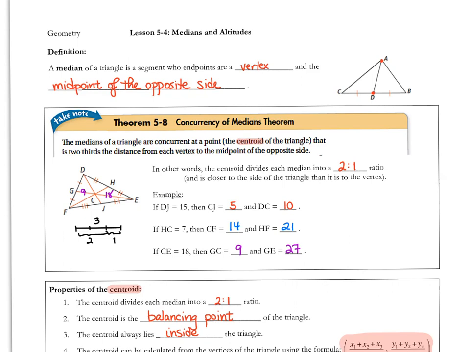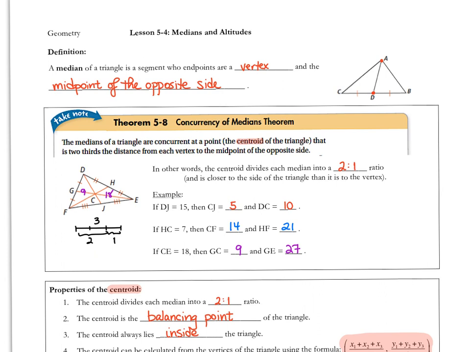This lesson is about two kinds of segments in triangles that are new. We have already talked about angle bisectors and perpendicular bisectors. In this lesson, we'll be focusing on medians and then altitudes. So first of all, definition of a median.